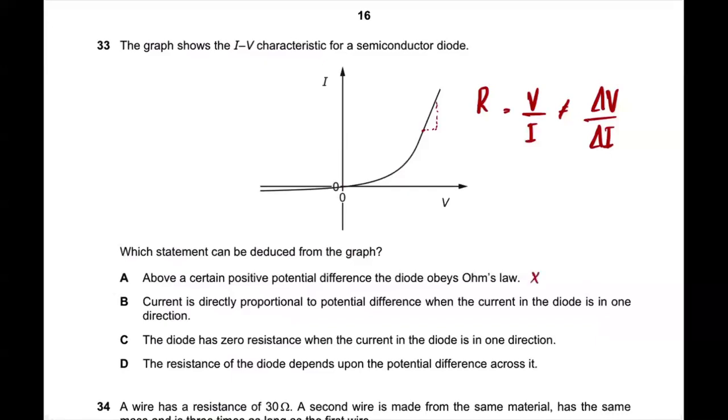Current is directly proportional to potential difference when the current in the diode is in one direction. Again, it's not directly proportional. Otherwise, it should have been a straight line. Diode has zero resistance when the current in the diode is in one direction. Again, it's definitely a small value, but it's not zero, right? There is some V, there would be some I, the division of which would also give some non-zero value. And the resistance of the diode depends on the potential difference. This is absolutely correct. It does depend on the potential difference, as you can see. When V changes, I also changes accordingly. So resistance would also change.